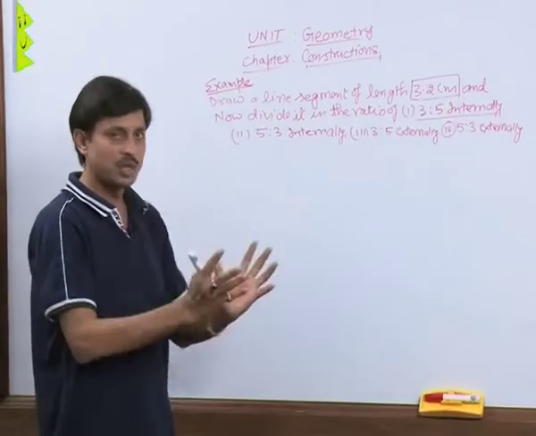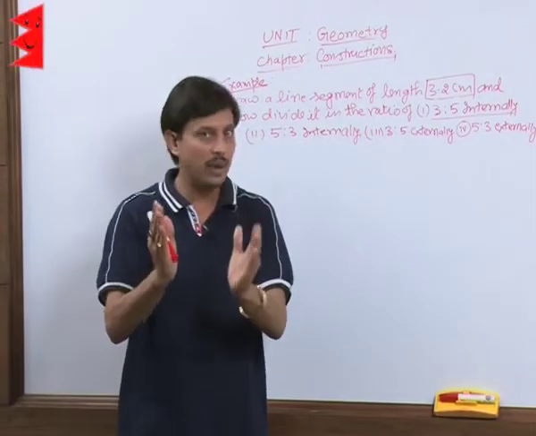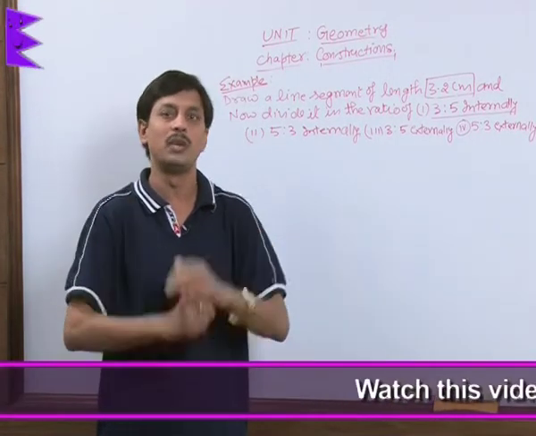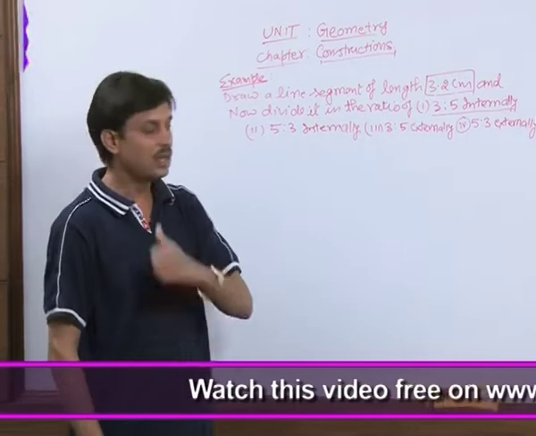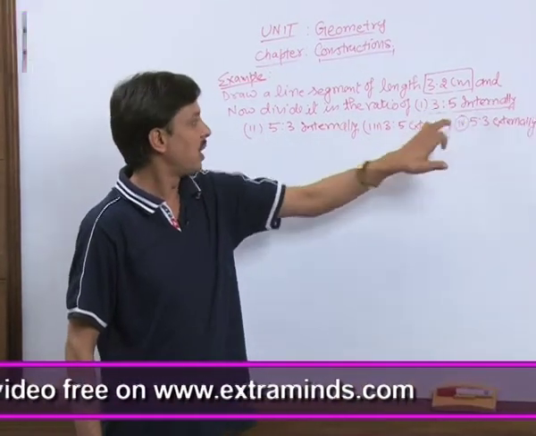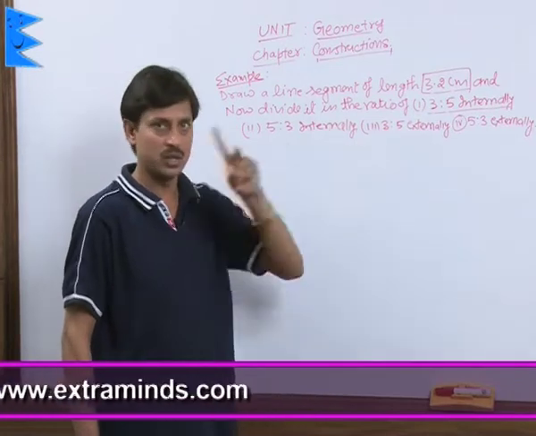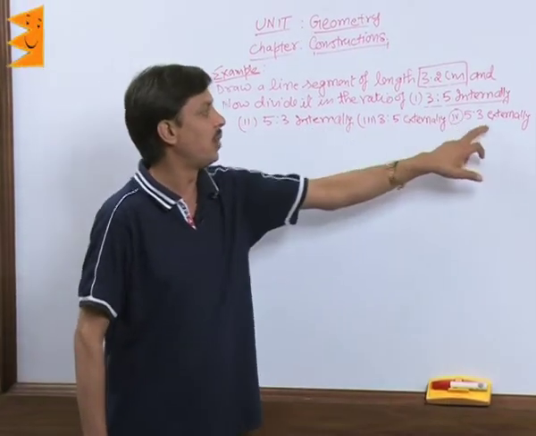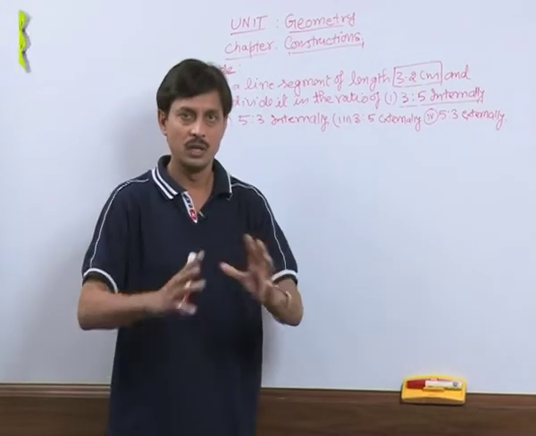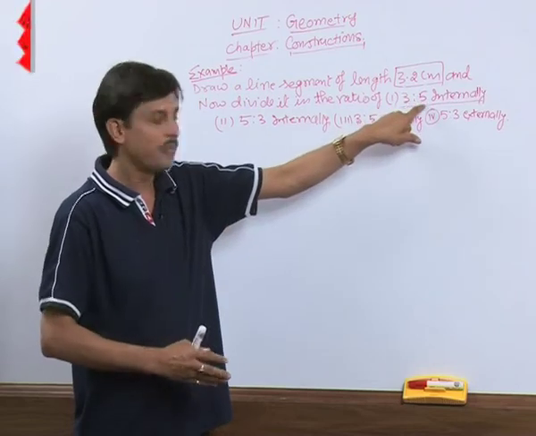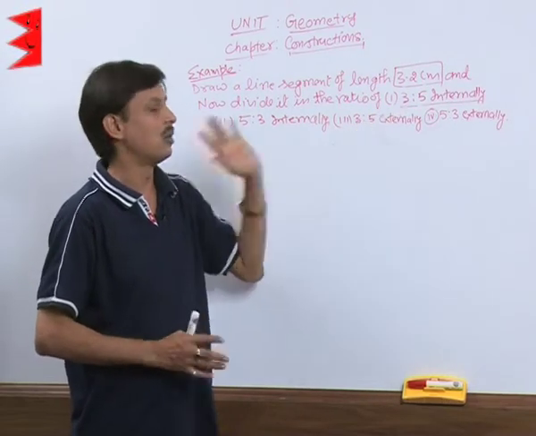So, a question to divide a given line segment of given length can be asked to you in 4 ways. What are these 4 ways? Ratio 3:5 internally and ratio 3:5 externally. And the reverse of this, 5:3 internally and 5:3 externally. So, the ratio which is smaller may be first or may be second also.